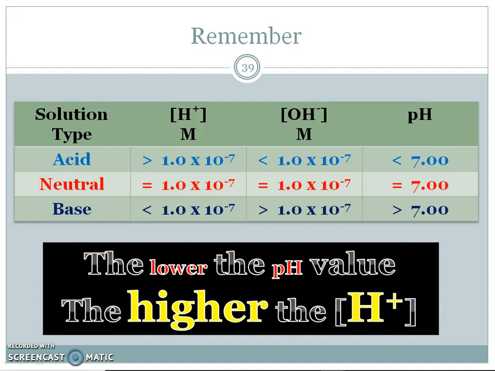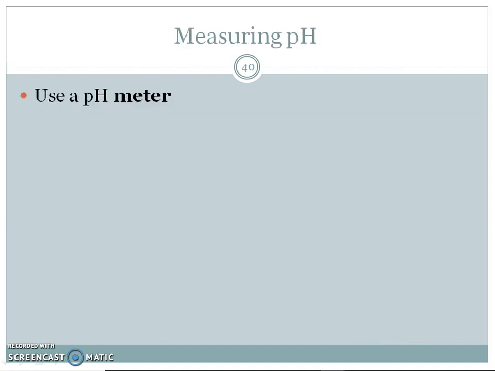So again, take a look at this. Make sure you're understanding all those values, where they're coming from, and the why. And again, the lower the pH, the higher the H+ concentration. And again, we just measure a pH using a pH meter. It's just another tool or device that scientists use to measure pH.